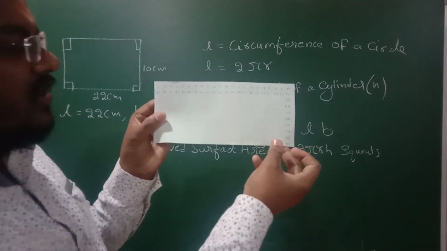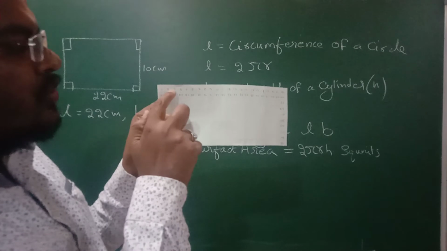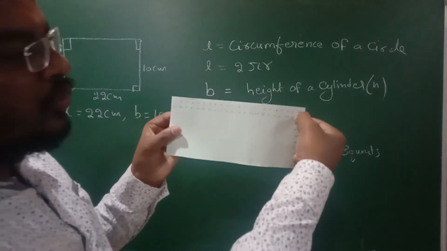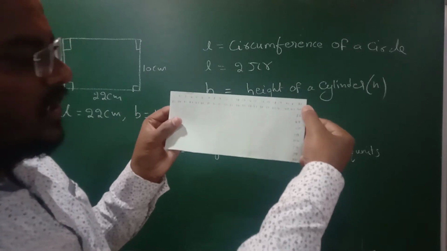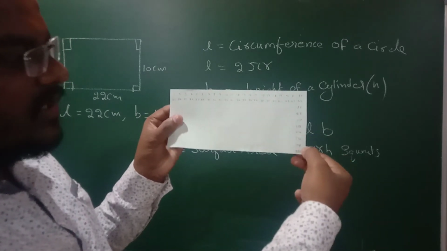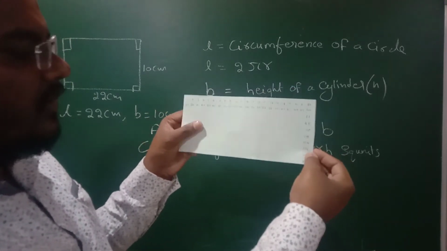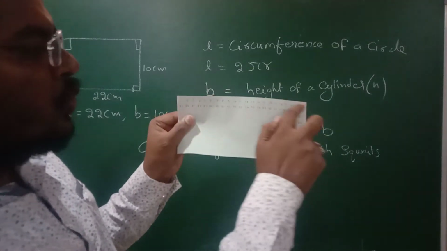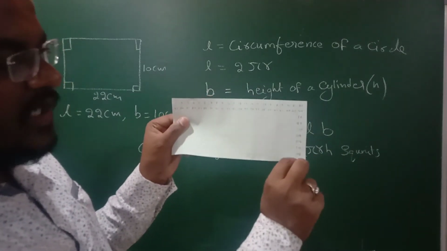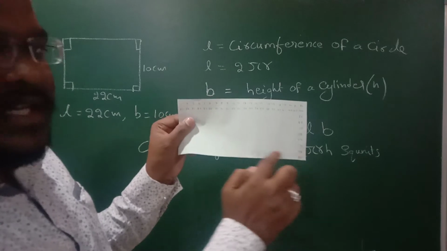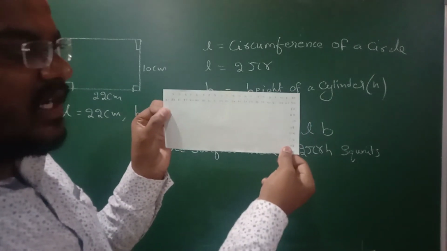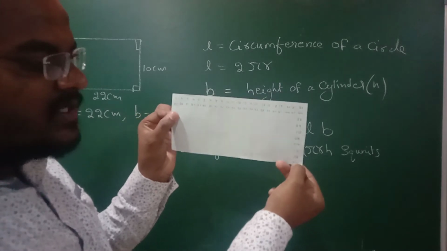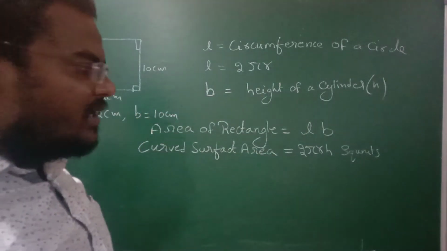I have given numberings 1, 2, 3, 4, 5, 6, and so on up to 22. The length is 22 centimeters and the breadth is 10 centimeters. So dear friends, you can see 22 into 10 is 220. So here 220 centimeter square area is there. So the area of this rectangular graph is 220 centimeter square.